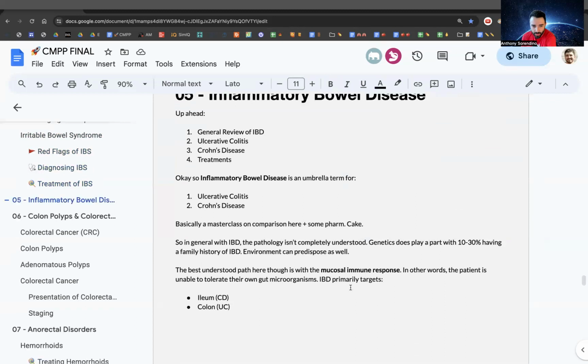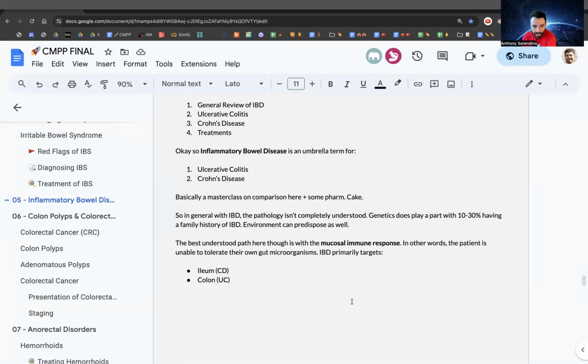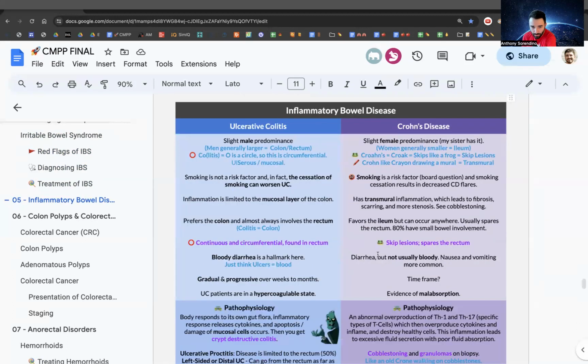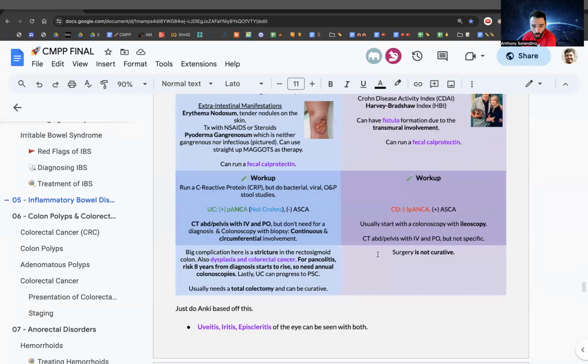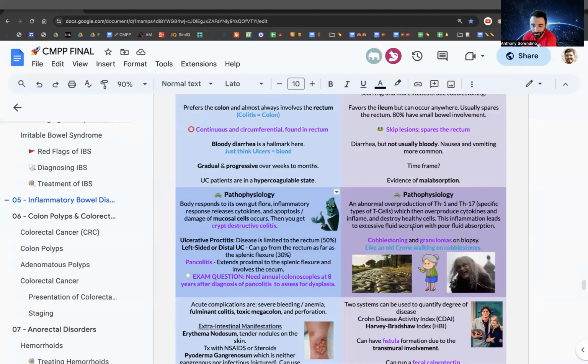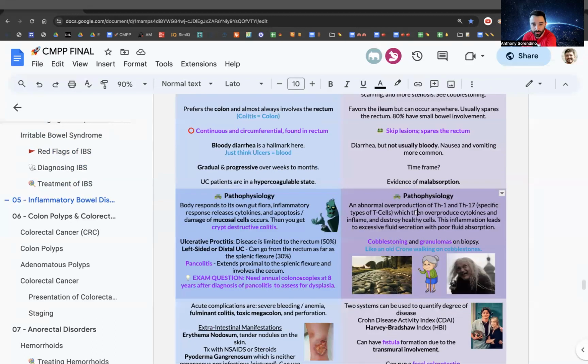So this is ulcerative colitis versus Crohn's disease. The big pathophysiology here is a mucosal immune response, so the patient is unable to tolerate their own gut microorganisms. This, again, is a masterclass on compare and contrast. We're going to dump all of our ulcerative colitis info on the left and all of our Crohn's disease info on the right. And little silly pictures like this are unbelievably useful.